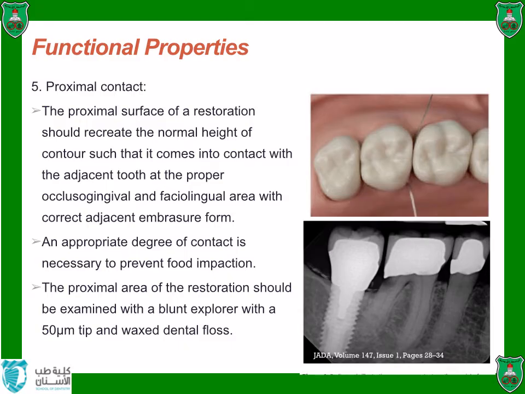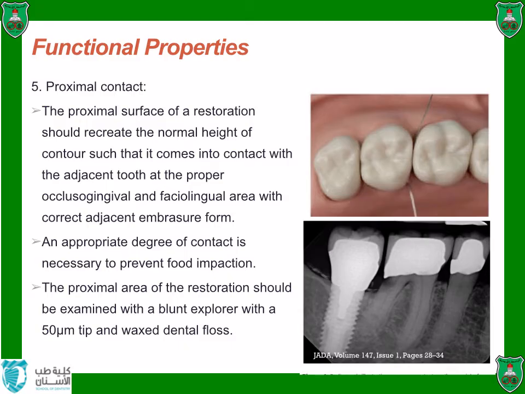all of those to create a good proximal contact. And remember, we place the wedge to compensate for the thickness of the matrix that we use, so we will not end up with an open contact. So all of those procedures are very important to have a proximal contact. An appropriate degree of contact is necessary to prevent food impaction. Now, if we have food impaction, then we will end up with secondary caries and gingival problems, and problems with the biological width; all of those will happen if we have an open contact.